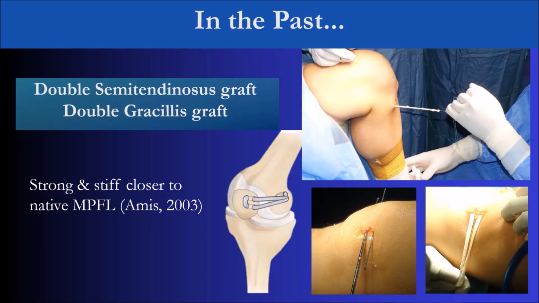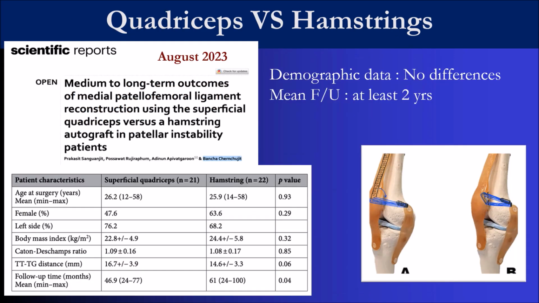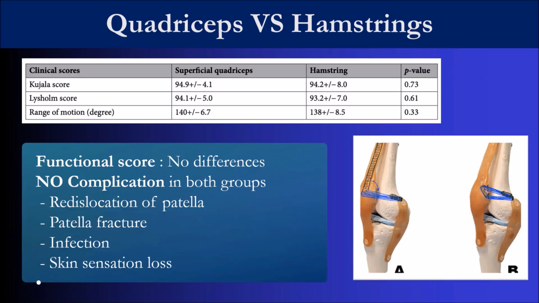So previously we used a semitendinosus graft and made a tunnel. But the problem is when you make a tunnel, you can break the bone. So nowadays we move to soft tissue reconstruction without a tunnel in the patella. So this is my literature. I published this technique about the soft tissue reconstruction without bone tunnel.